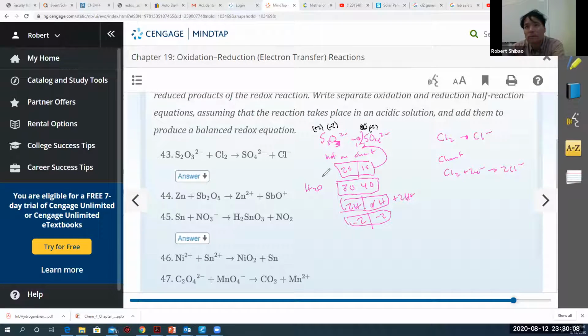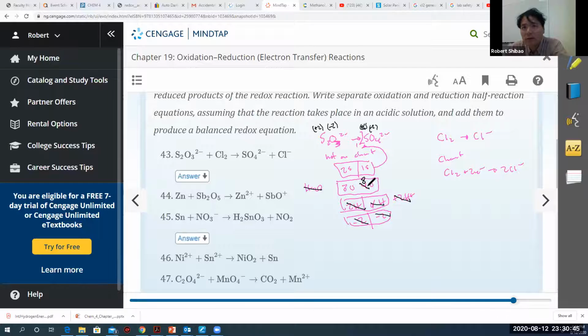Oh, I see how I screwed it up. I miscounted. Here I have 3 oxygens. Here I have 4 oxygens times 2. So 4 times 2 is 8 oxygens. And so I don't add a water here. That's going to change these. Sorry. Let me fix that.